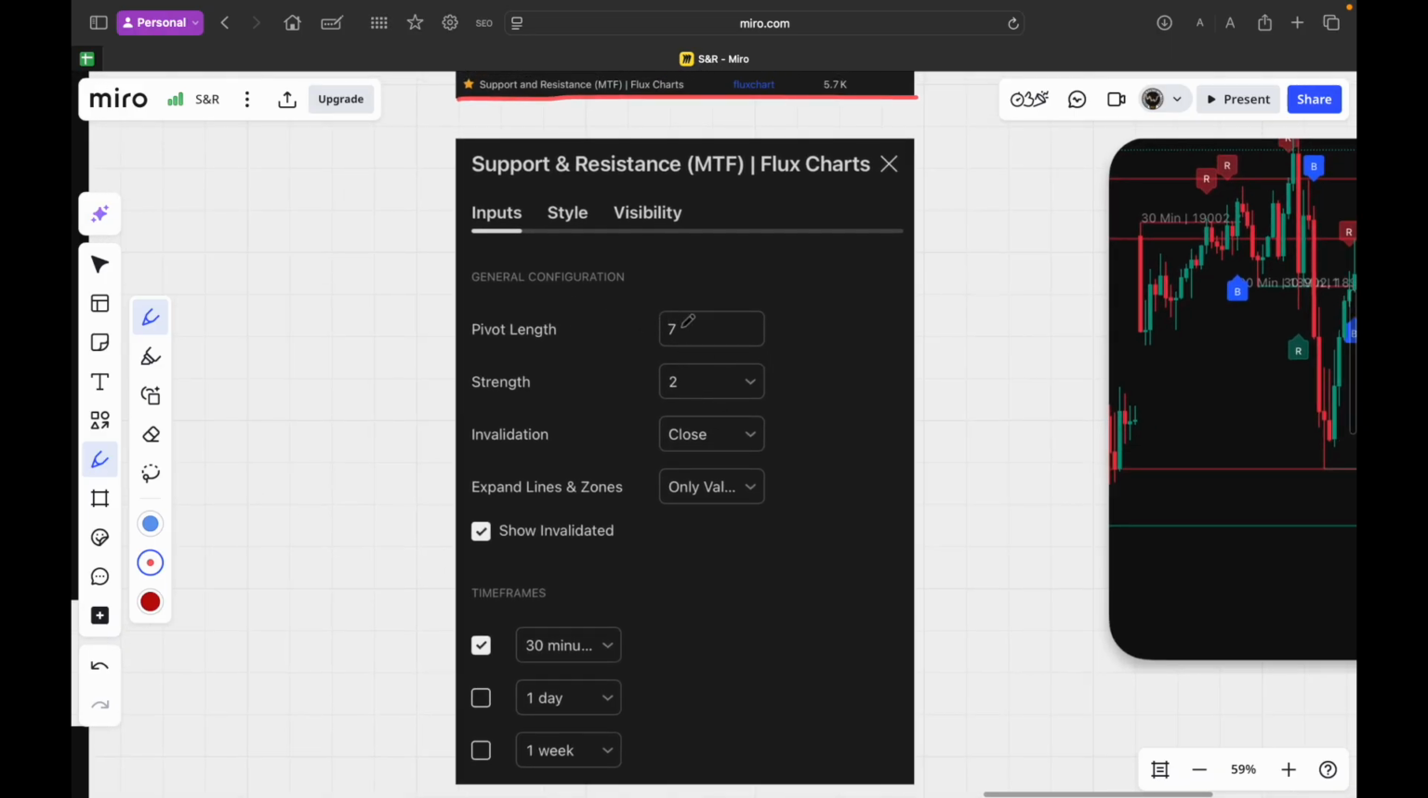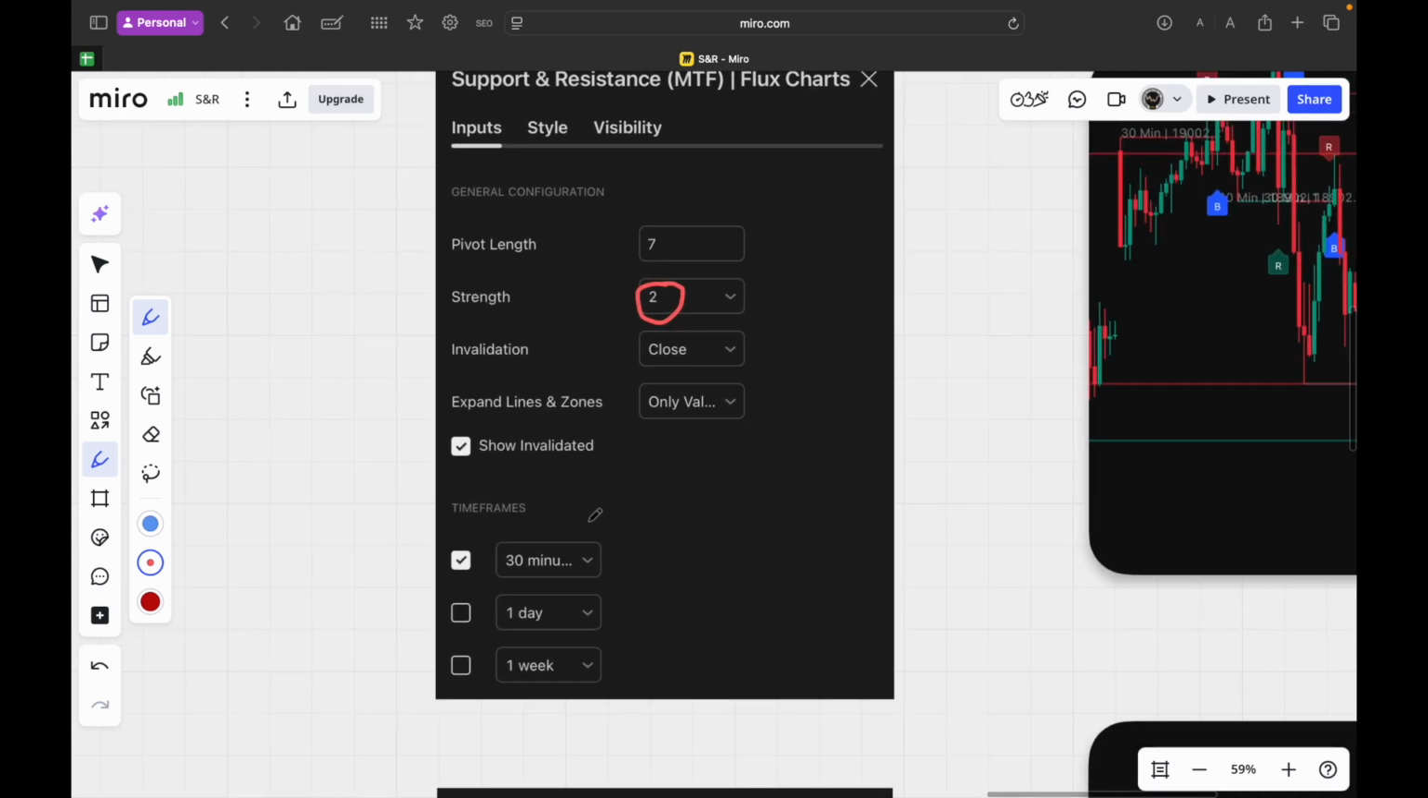Your pivot length: the lower it is, the more lines it shows, the higher it is, the fewer lines it shows. Strength as well: the lower it is, the more it shows, the higher it is, the less it shows. Here you can choose your invalidation model. I like close, expand lines and zones, so I only use this one, show invalidated.